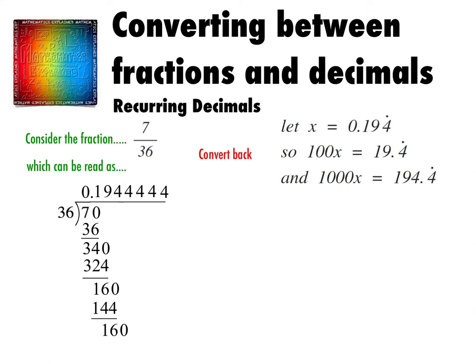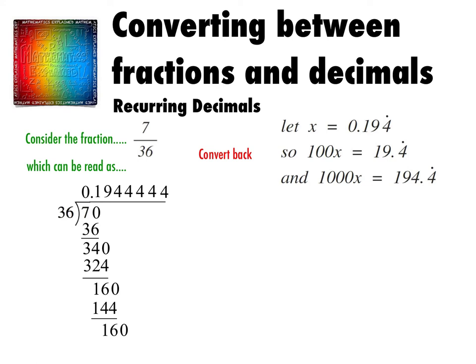So if x is 0.194 recurring, if I multiply that by 100, I'll have 100x. And that'll shift the whole thing 2 decimal places along, won't it? So the answer is 19.4 recurring. If I multiplied by 1,000, I'd have 1,000 x's. And that would give me 194.4 recurring.